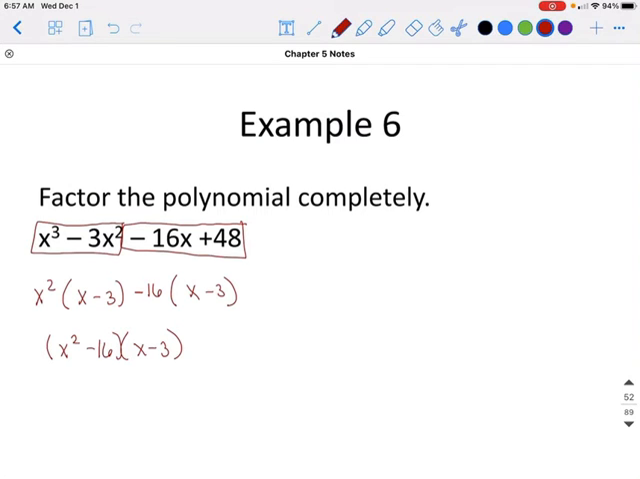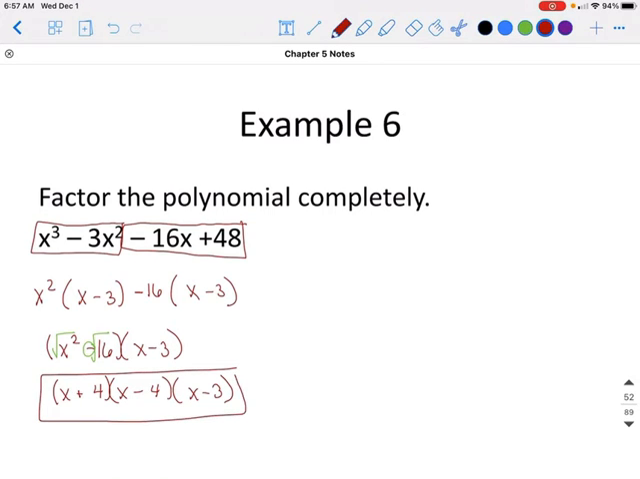Now, if you notice with that first term, that x squared minus 16, that is a difference of two squares, so we can factor this piece again. Because I can take the square root of x squared, I can take the square root of 16, and it is subtraction, so we can continue to factor. So the square root of x squared is x, the square root of 16 is 4, and you will have one of each sign.